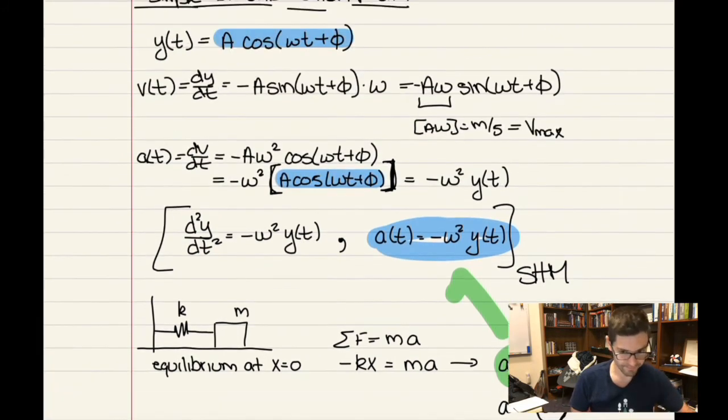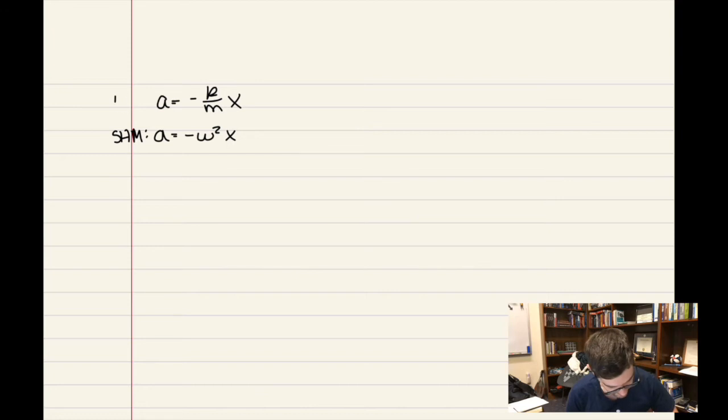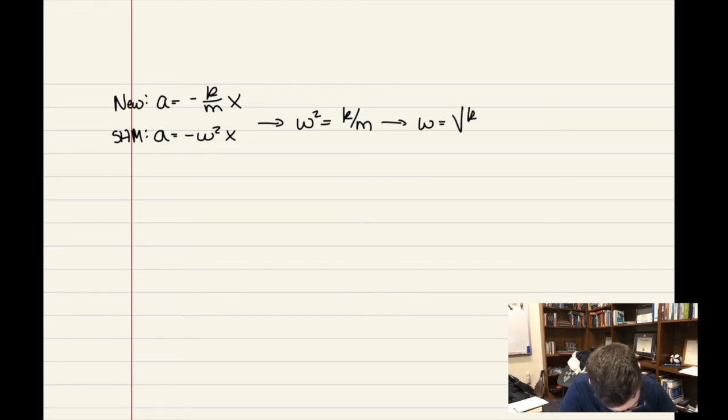I have to go to a new screen. So a equals minus k over m x, and we're saying compare that to a equals minus omega squared x, which is what we mean by simple harmonic motion. This is what we got from Newton's laws for a horizontal spring. This suggests that omega squared equals k over m, or that omega is root k over m. I can immediately say what the angular frequency is based on the physics of the problem.